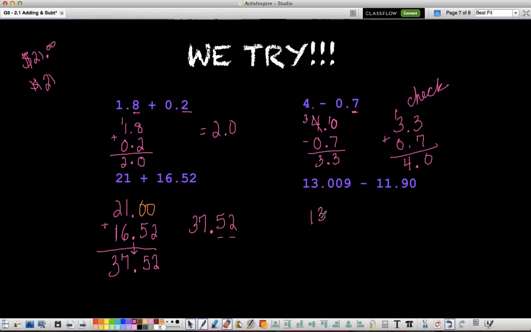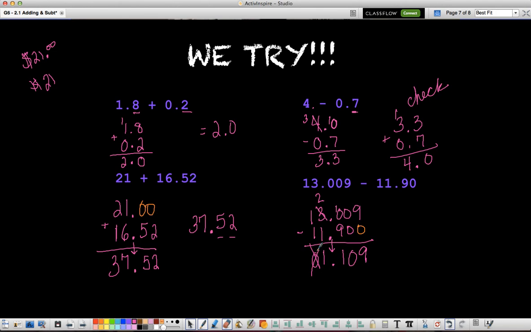So now I have 13 and 9/1000 minus 11 and 90/100. Again, we need to add that extra 0. And then we subtract. 9 minus 0 is 9. 0 minus 0 is 0. I can't do 0 minus 9, so I borrow from the 3 and it becomes a 2. And then I carry over, so 10 minus 9 is 1. 2 minus 1 is 1. 1 minus 1 is 0, and I bring my decimal straight down.